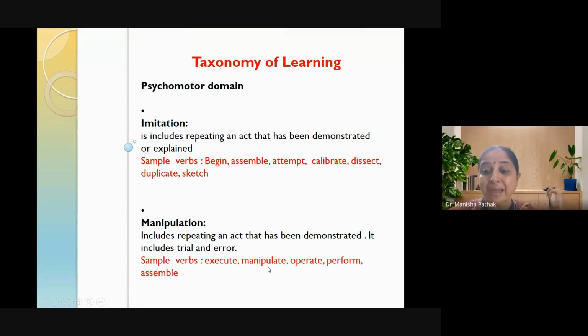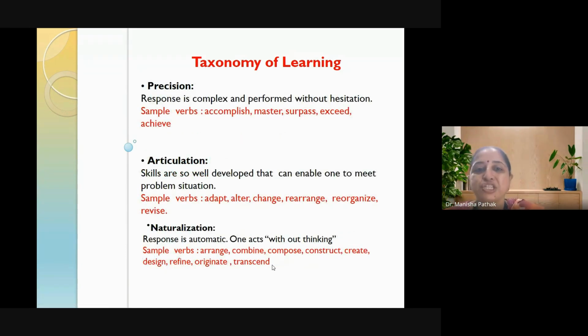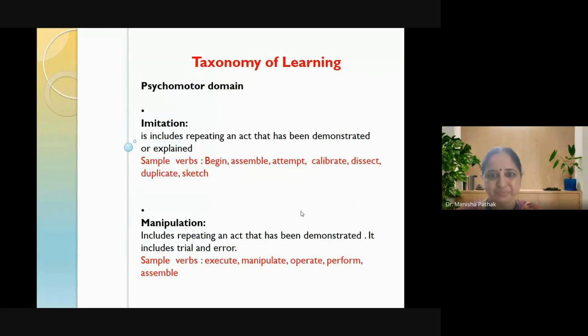Students will be able to manipulate, students will be able to operate, students will be able to assemble, students will be able to accomplish, students will be able to adapt, alter, change, recognize. And when it comes to naturalization, students will be able to create, transcend. We hardly use these verbs and therefore our learners hardly absorb this and put it into action. So if our professionals fail somewhere, somewhere the teacher has failed in their duty. We need to realize this and modify our teaching practices such that we can generate the best professionals.